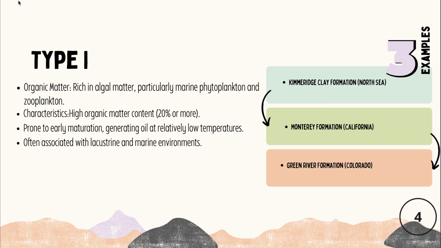So for the types of source rocks, we have type 1, whose organic matter is rich in algal matter, particularly marine phytoplankton and zooplankton. Its characteristics are that it has high organic matter, which is 20% or more, and it's prone to early maturation, generating oil at relatively low temperatures, and it's often associated with lacustrine and marine environments. Some examples of type 1 are the Kimmeridge Clay Formation in the North Sea, the Monterey Formation in California, and the Green River Formation in Colorado.